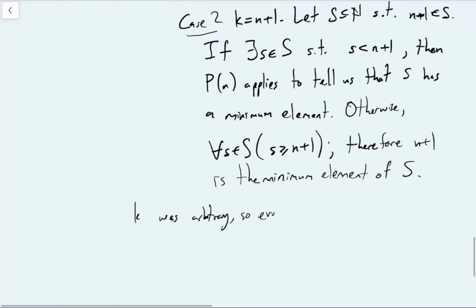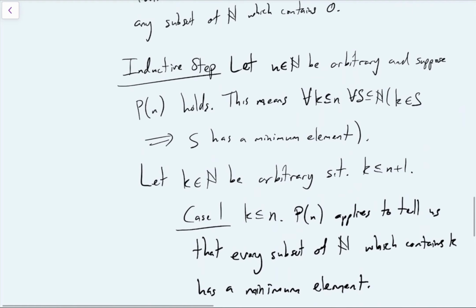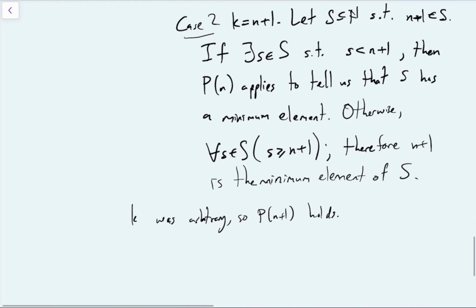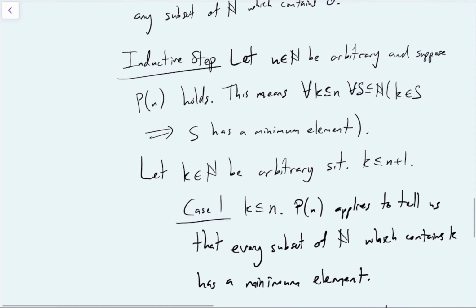So P of n plus 1 holds. That's what we wanted to do, to show P of n plus 1. I took an arbitrary k less than or equal to n plus 1, and then I wanted to show that every subset of n which contains k has a minimum element, which we did. All right. So P of n plus 1 holds. Knowing that, okay, that completes our inductive step. We assumed that P of n held, and we deduced that P of n plus 1 holds.